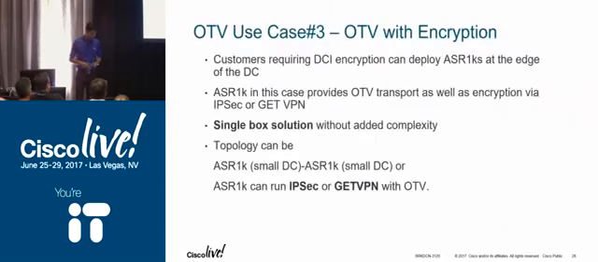The third one, OTV with encryption. It's a single box deployment. Why do we call it a single box deployment? If we choose ASR1K to become our edge devices on which we will have OTV services, along with the OTV, it can provide you both the modes of encryption, be it via IPsec or GetVPN, on top of our overlay. It is supported on ASR1K. That's why we call it a single box deployment mode.